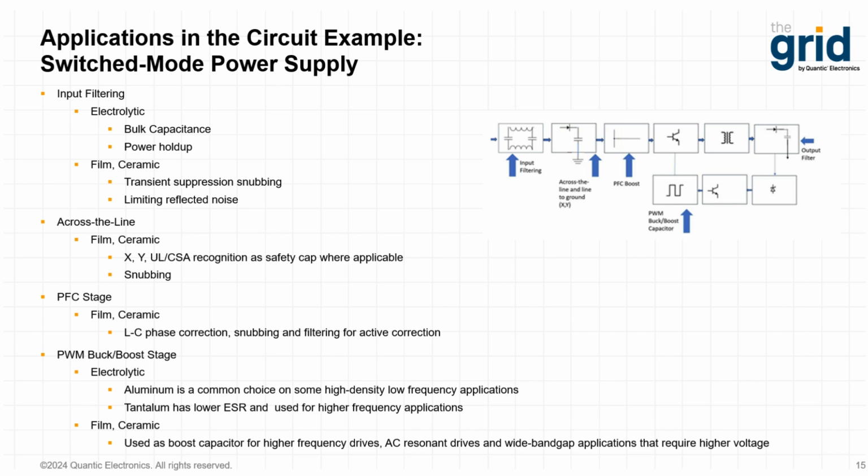Starting with the input stage, where rectification and filtering would occur on an AC input, we have a need for bulk capacitance for smoothing of the rectified voltage. Also, in many cases, capacitance is used for power holdup. When AC power is disconnected, sometimes power supplies need to continue to provide power to the output, and that is what power holdup requirements are. Electrolytic capacitors are a great choice for this due to their high cap density.